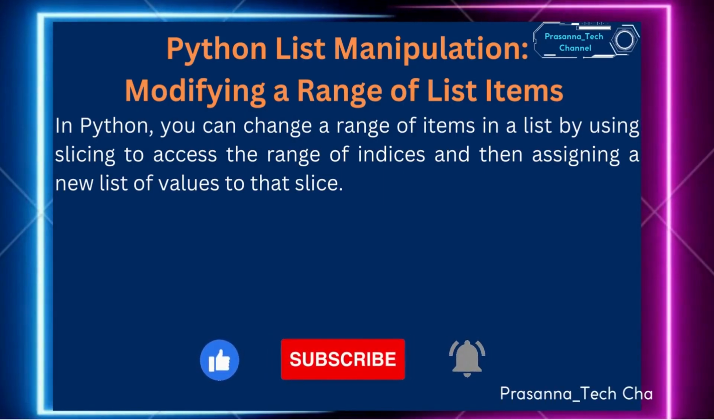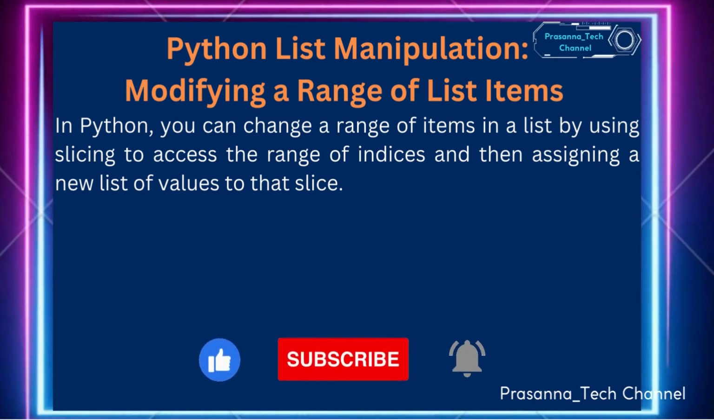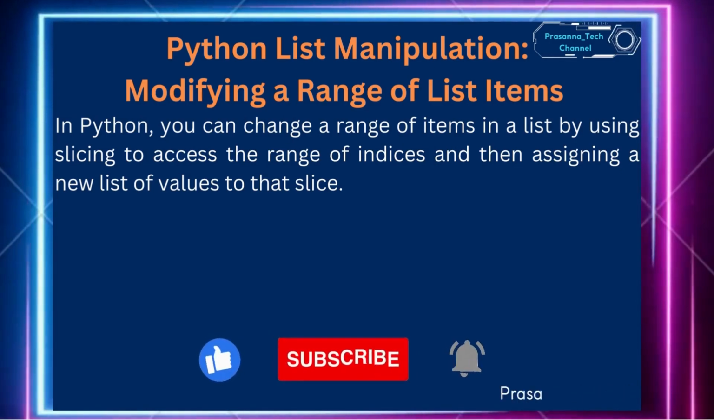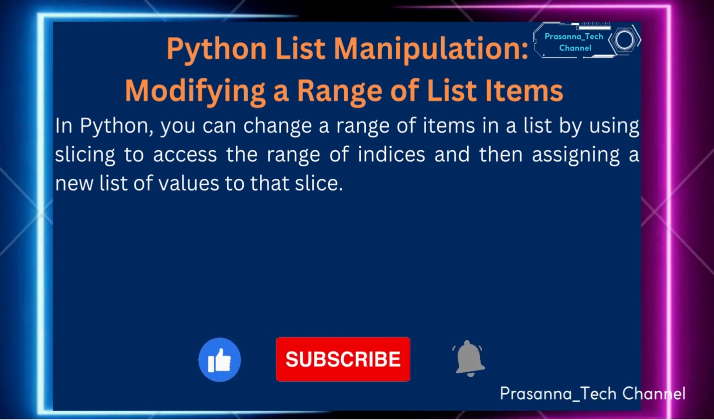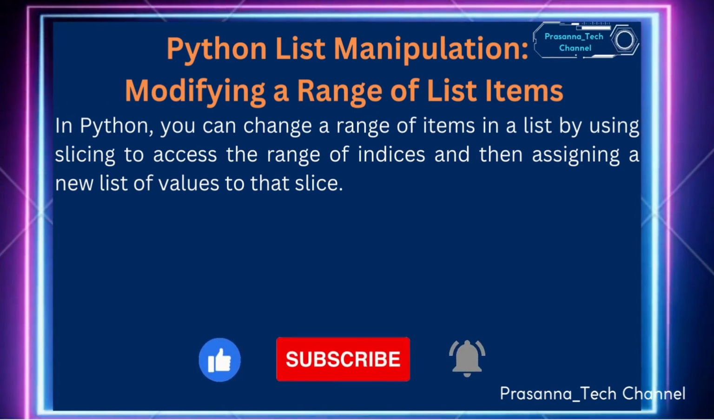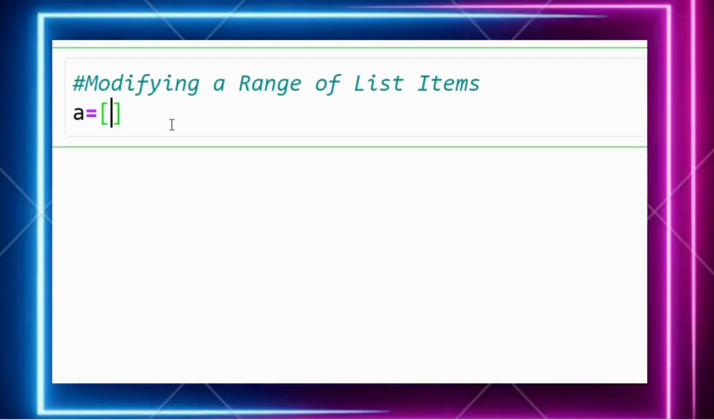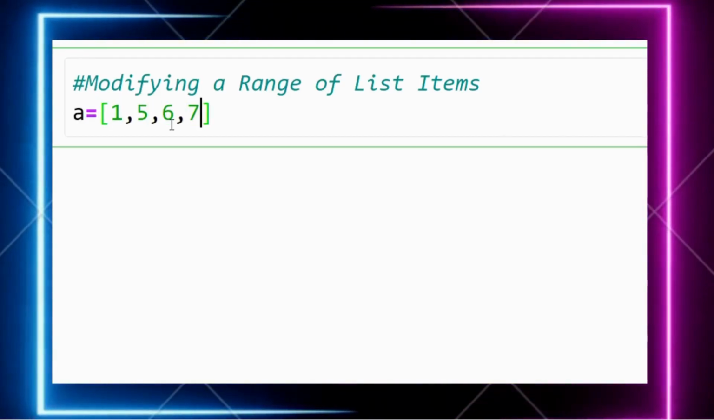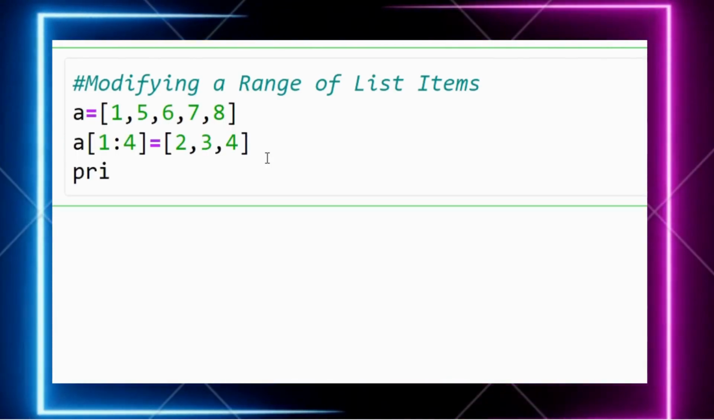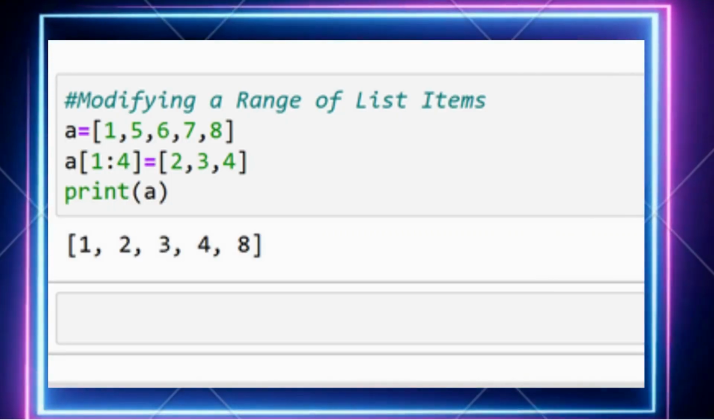Python list manipulation, modifying a range of list items. In Python, you can change a range of items in a list by using slicing to access the range of indices and then assigning a new list of values to that slice. Let's take an example. A equals to 1, 5, 6, 7, 8. A from index position 1 to 4, I want to change to 2, 3, 4. Print A. And the result is 1, 2, 3, 4, 8.